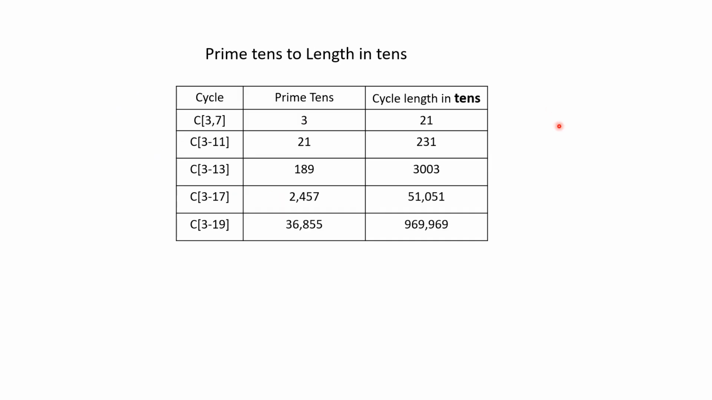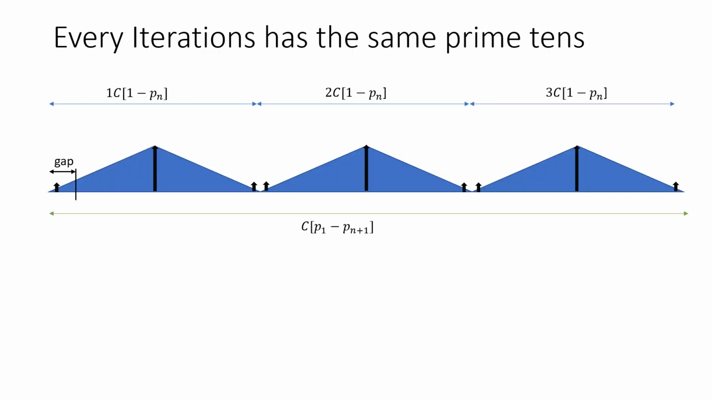So you can see that even the length of the cycles is growing very fast. This is in tens, right? The number of prime tens also grows exponentially. So you're going to have lots and lots of prime tens combining. Every iteration has the same prime tens as the first one, right? So they're going to have a lot of prime tens around. They're going to have a prime ten at the beginning, a prime ten at the end, a prime ten in the middle in the symmetry line.